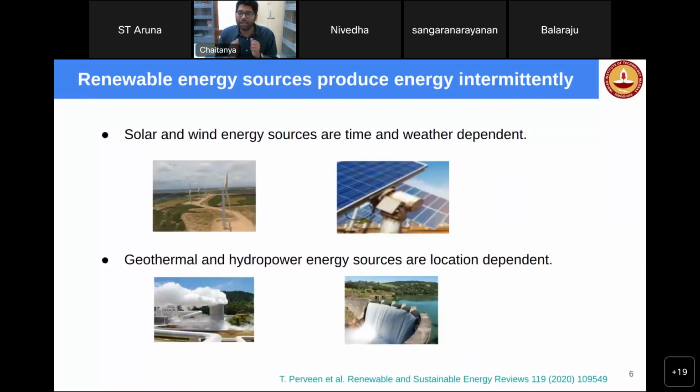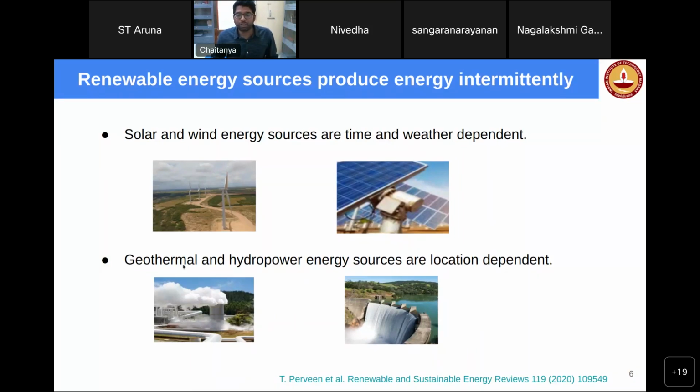energy resources is that they produce energy intermittently. That means on demand, we cannot ask for the renewable energy resource. For example, if you consider the sun, if I want sunlight or energy during the night time, I cannot get it. Similarly, if you consider wind energy, it is weather dependent, and depending on the day and time, the blowing of the wind might be more or less.